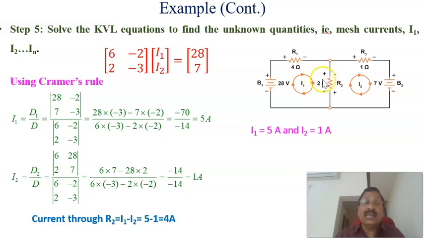The question is what is the current flowing through this 2 ohm resistor, which is equal to the mesh current I1 minus the mesh current I2. Therefore, the current flowing through the resistor R2 equals I1 minus I2, which is 5 amperes minus 1 ampere, equal to 4 amperes.